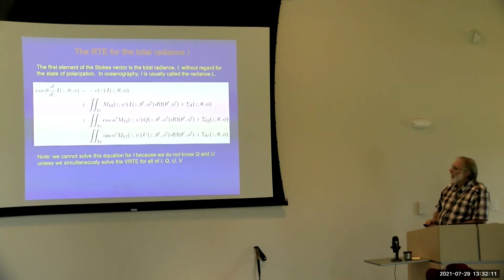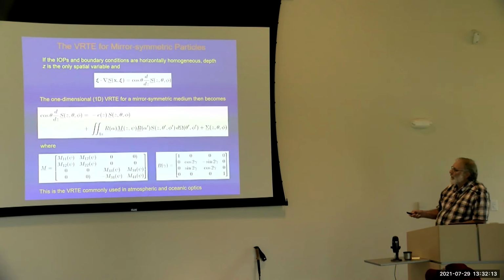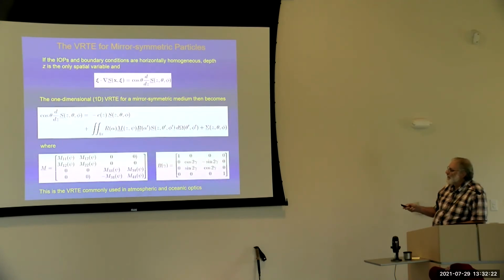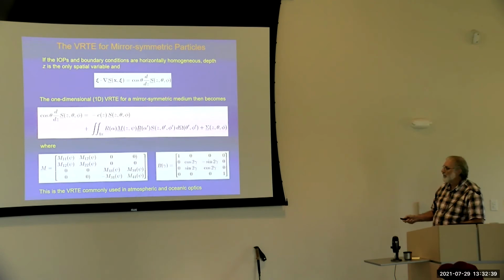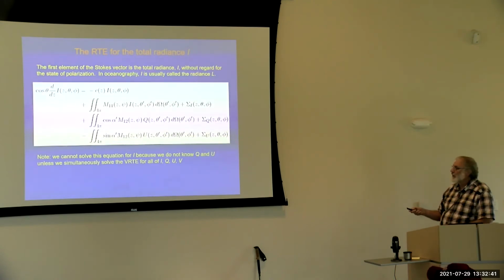Okay. What we care about, though, is really the unpolarized light, which is just the first element of the Stokes vector. So if we write this equation out for the first element, we're going to have cosine theta dL/dz equals minus c times L, and then we pick out the components of these matrix multiplications that only involve what we're interested in, and you get an equation that looks like this.